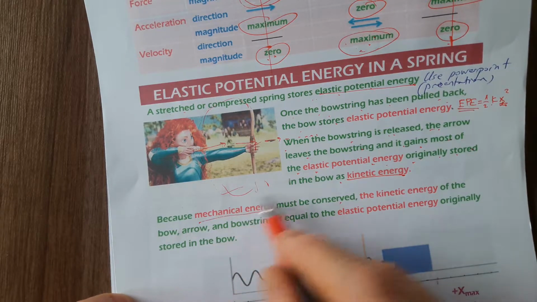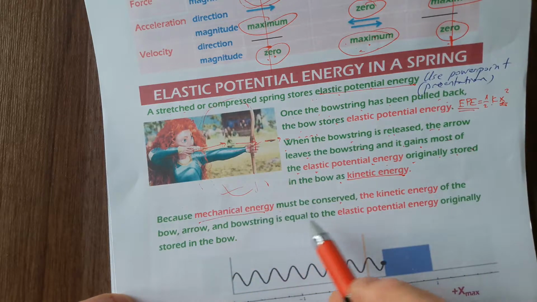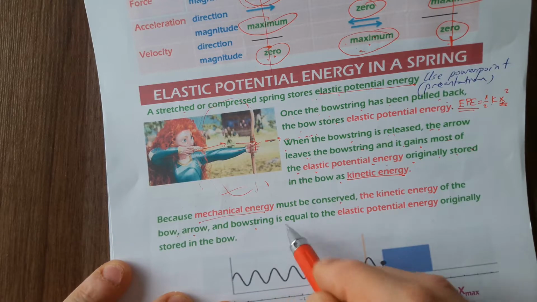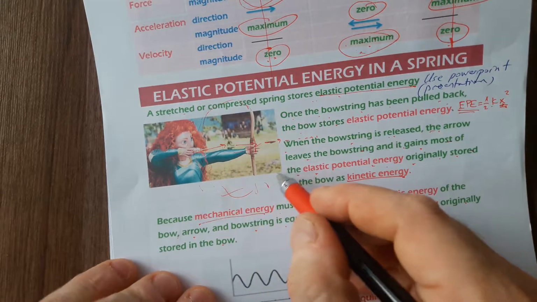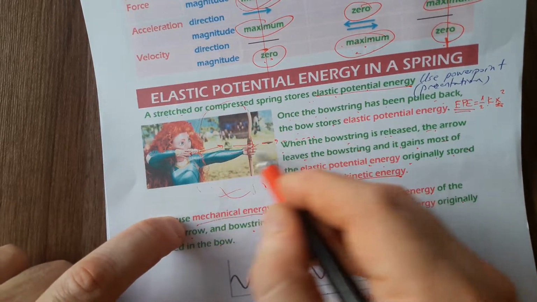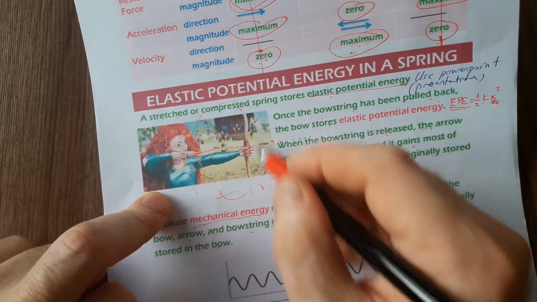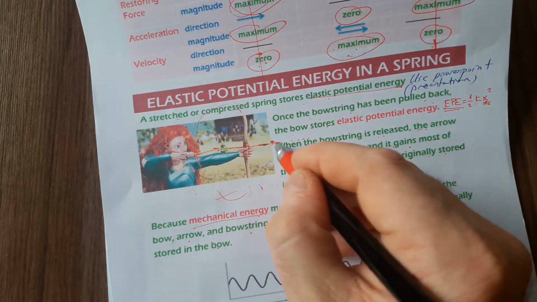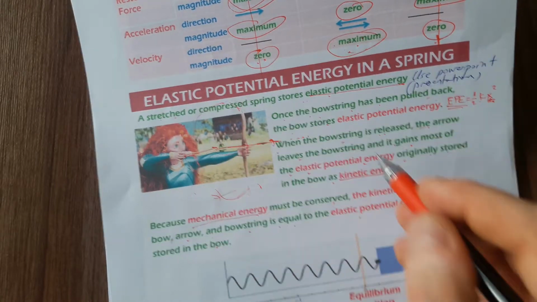What does this mean? Kinetic energy plus potential energy of the bow, bowstring and arrow system must stay the same. The kinetic energy of the bow, arrow and bowstring is equal to the elastic potential energy originally stored in the bow. At the beginning, when you stretch the bowstring, all the energy is elastic potential energy. As soon as the arrow is released, the elastic potential energy decreases, and all this energy is converted to kinetic energy of the arrow, while the bowstring and the bow are also vibrating.